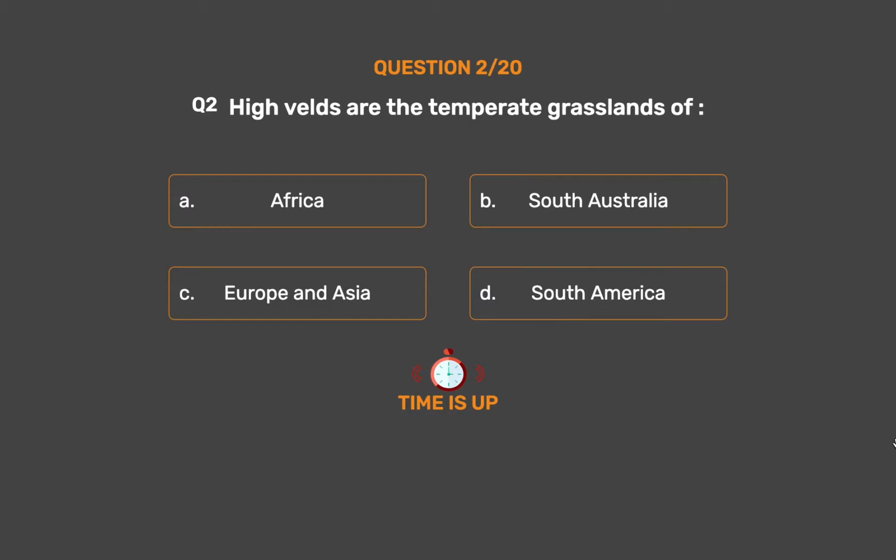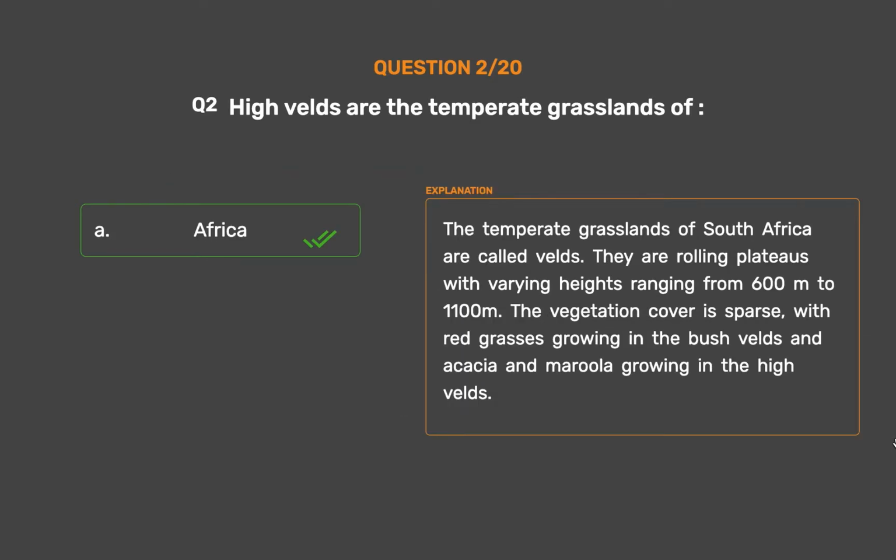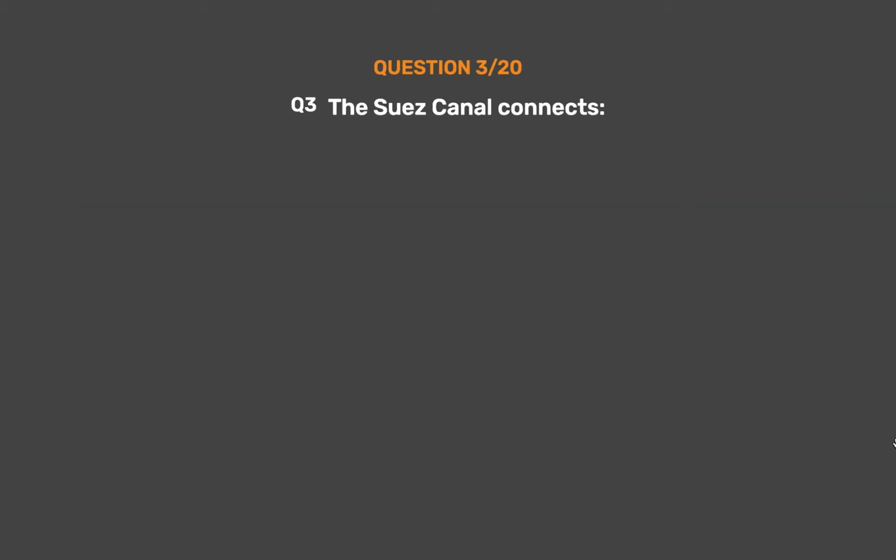The correct answer is Option A. Africa. The temperate grasslands of South Africa are called velds. They are rolling plateaus with varying heights ranging from 600 meters to 1,100 meters. The vegetation cover is sparse, with red grasses growing in the bush velds and acacia and marula growing in the high velds.